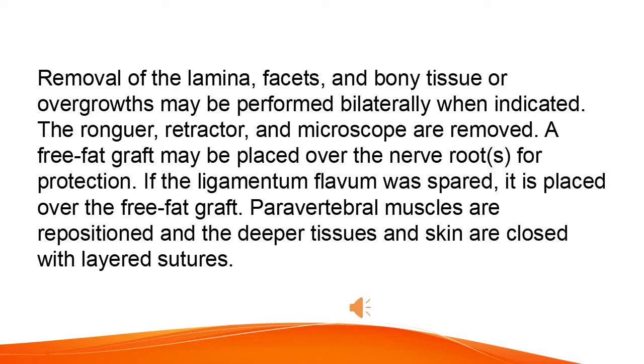The rongeur, retractor, and microscope are removed. A free fat graft may be placed over the nerve root for protection. If the ligamentum flavum was spared, it is placed over the free fat graft. Paravertebral muscles are repositioned and the deeper tissues and skin are closed with layered sutures.